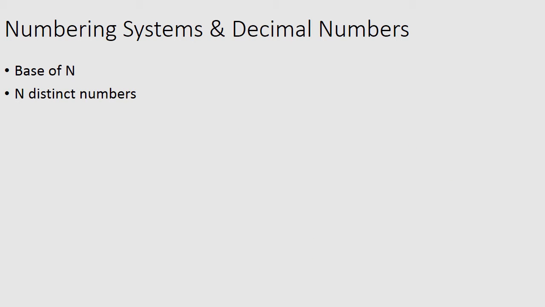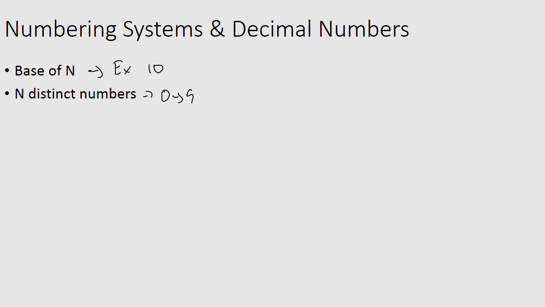Alrighty, now I'm going to move on to numbering systems, and I'm going to use the decimal numbers as an example. So, first off, with any numbering system, you have a base of n. And in our example of using decimal numbers, we have a base of 10. And then we have n distinct numbers in our base. So in our case, we have the numbers 0 to 9.